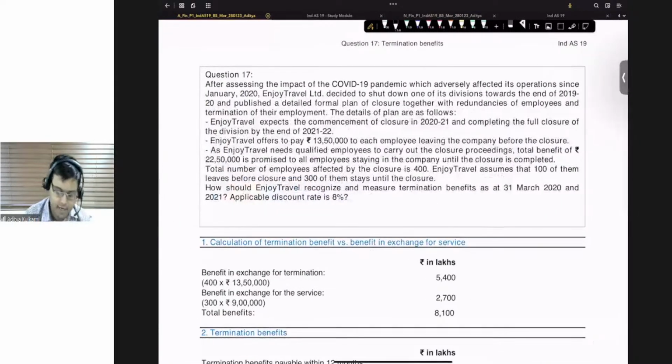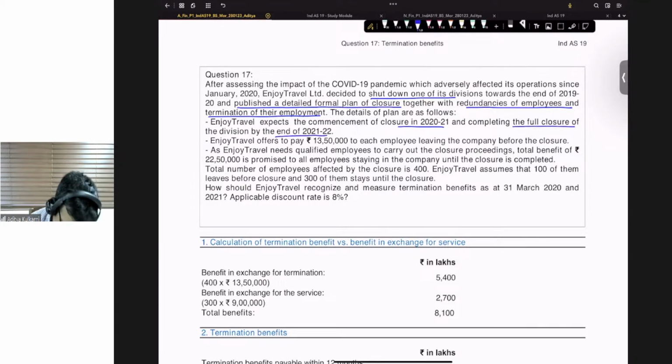After assessing the impact of the COVID-19 pandemic, which adversely affected its operation since Jan 2020, Enjoy Travel Limited decided to shut down one of its divisions towards the end of 1920, published a detailed formal plan of closure together with redundancies of employees and termination of their employment. The details of plan are as follows. Enjoy Travel expects the commencement of closure in 2021, completing the full closure by the end of 21-22.